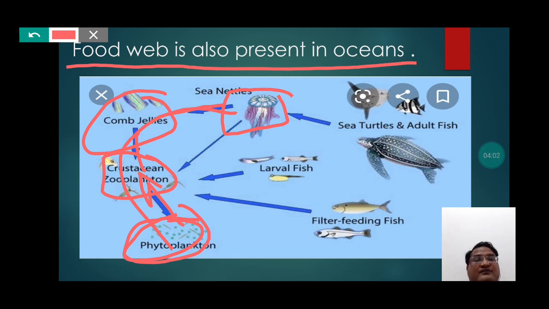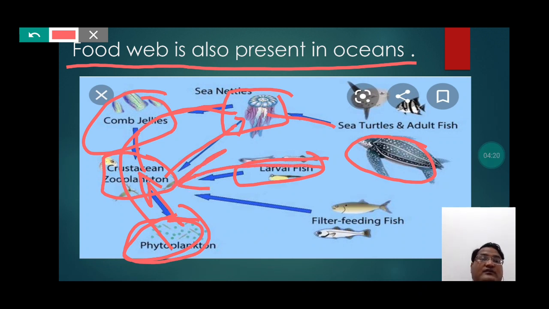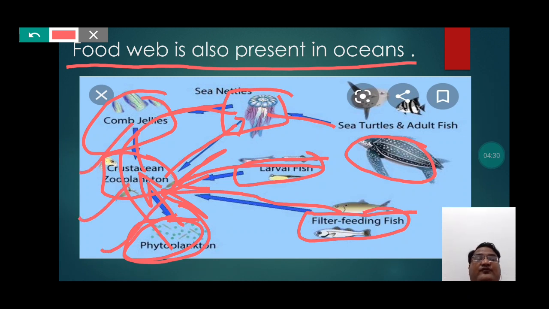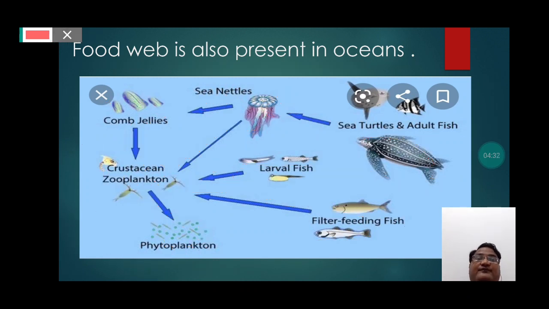The second food chain is the zooplanktons consumed by the sea nettles, and sea nettles further consumed by the turtle and dolphinfish. The third food chain, you can see here, is that the larval fishes also eat the zooplanktons, and the big fishes also consume the zooplanktons. So students, here also you can notice a huge number of food chains which remain interconnected to form the food web.